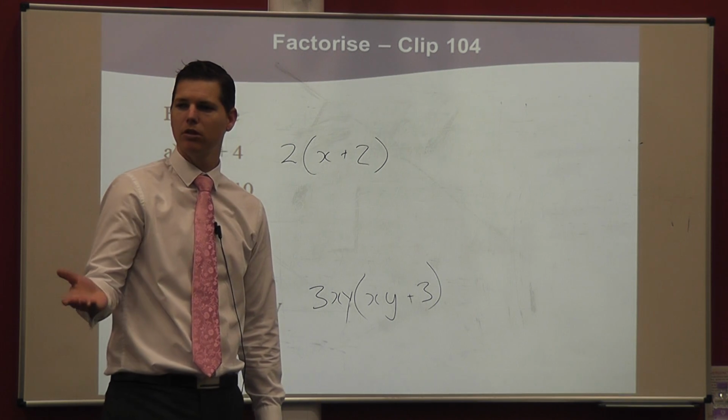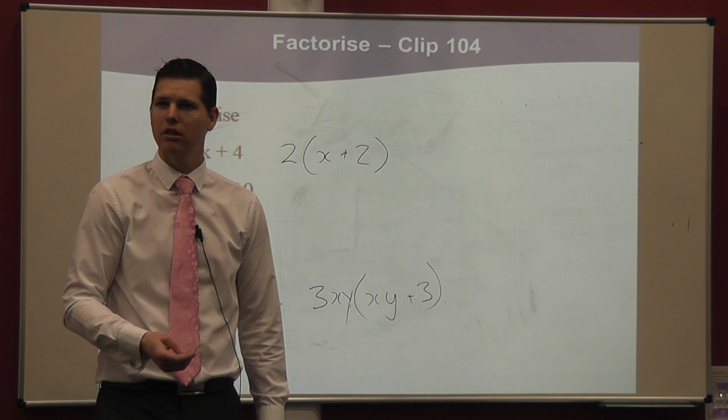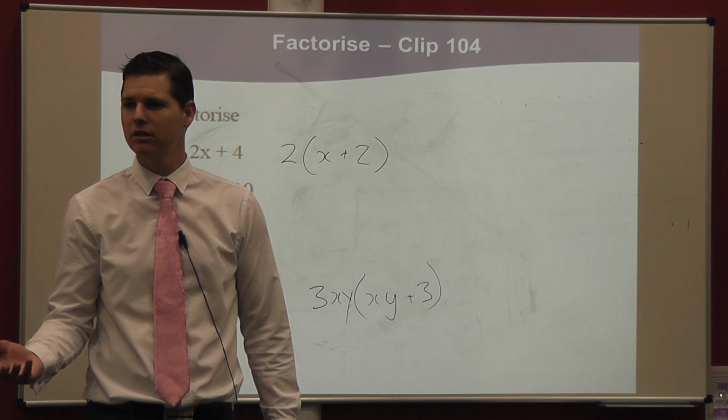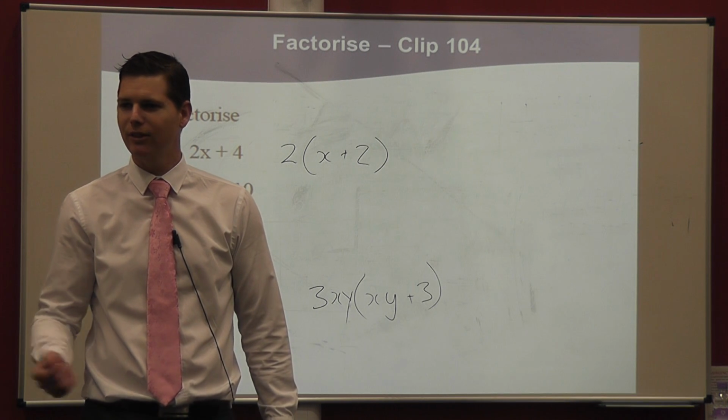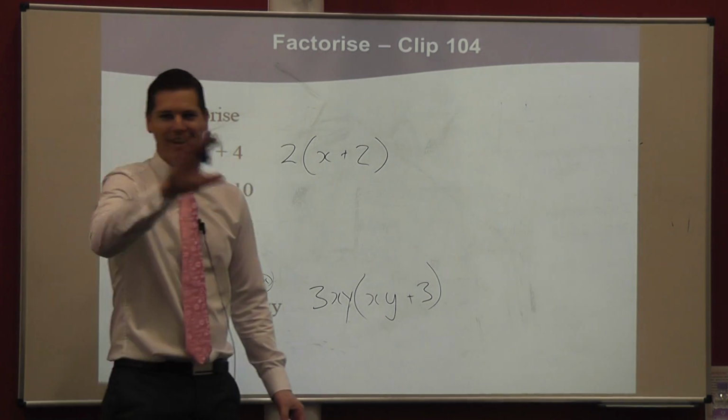If I said to you 4 times 2, what is it? 8. 8 divided by 4? 2. 27 divided by 3? 9. You're quite quick. Alright, apart from you, everyone else knows.